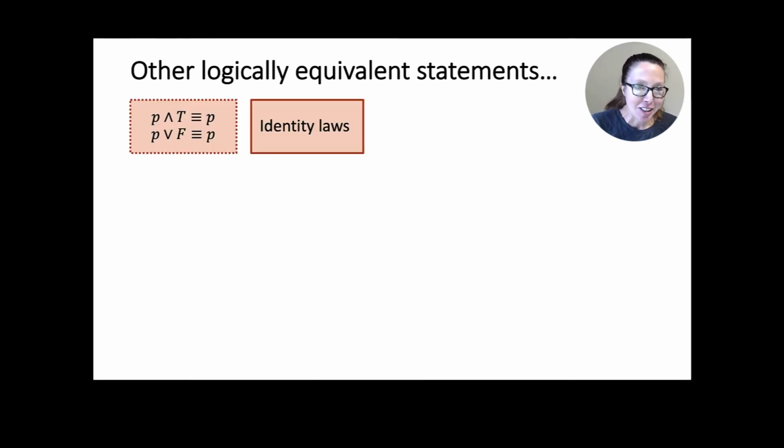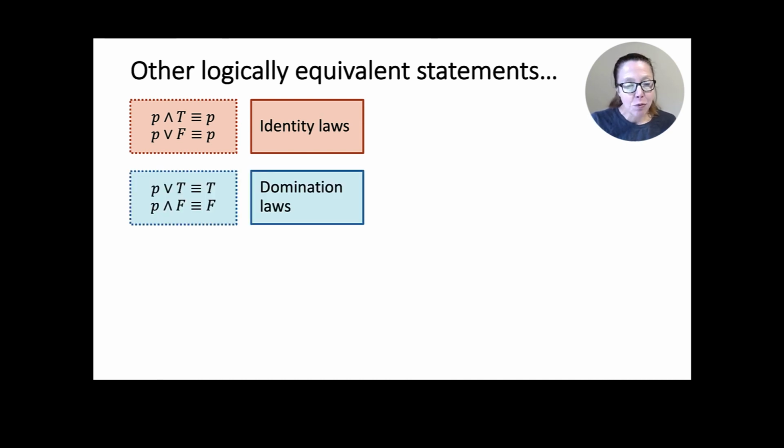The identity laws. If we have P and something that's true, that's equivalent to just saying P. And if we have P or something that is false, that's equivalent to P, because only one of that disjunction, P or false, must be true. So because false is not the one, we're just left with P.